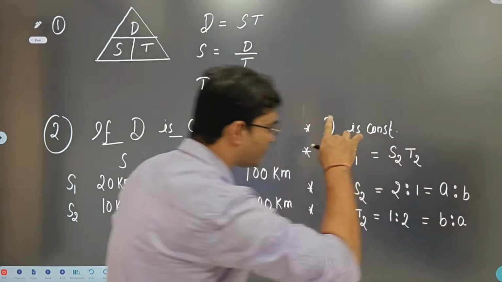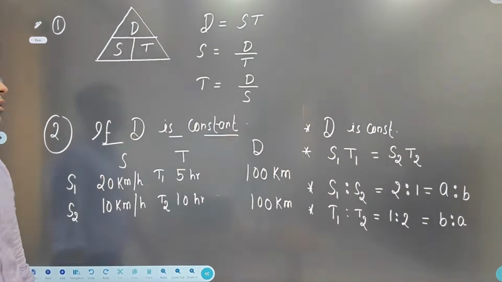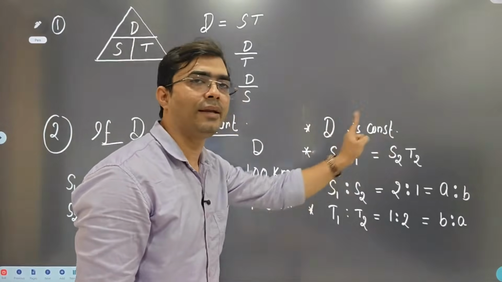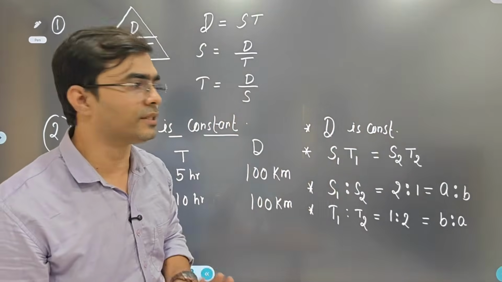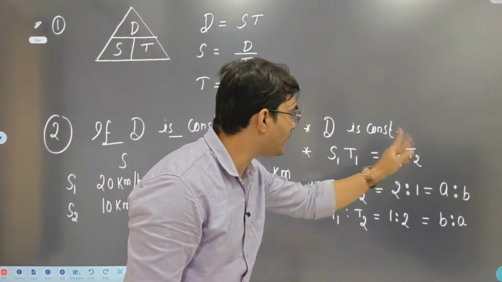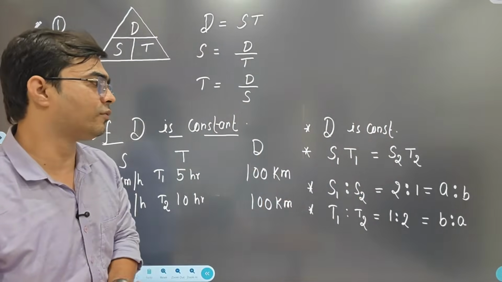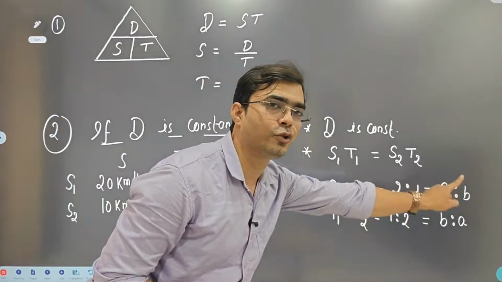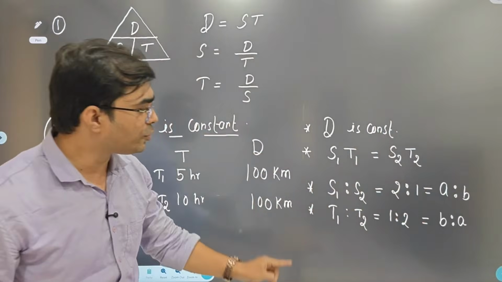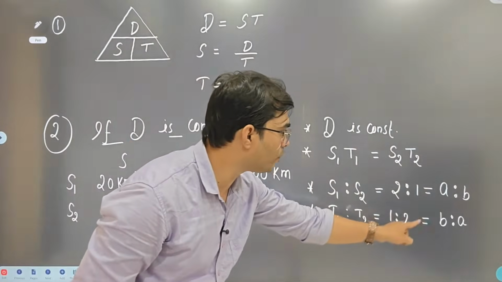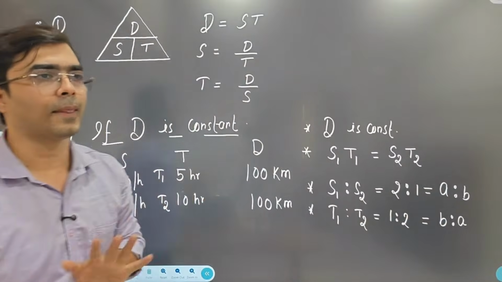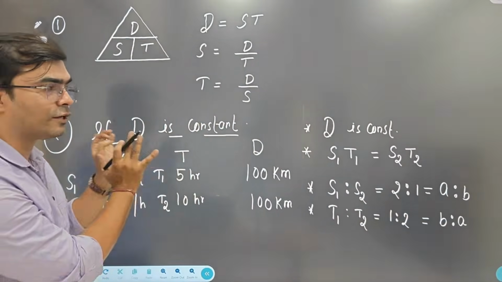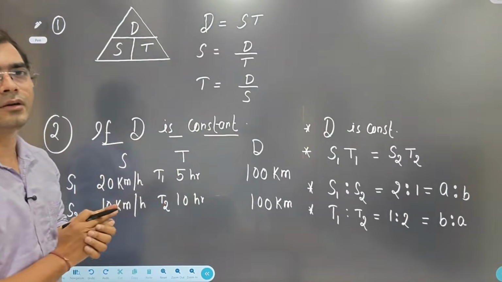Very important concept this one. Right? What are the two things? Whenever distance is constant, speed and time are inversely proportional to each other, or the value of S1 T1 will be equal to S2 into T2. Second thing is, if the ratio of S1 to S2 is A to B, then the ratio of T1 to T2 will be equal to B to A. I hope all of you are clear with this concept. We'll do some problems based on that so that you'll get more understanding of the concept.